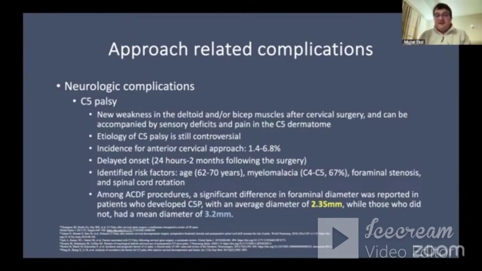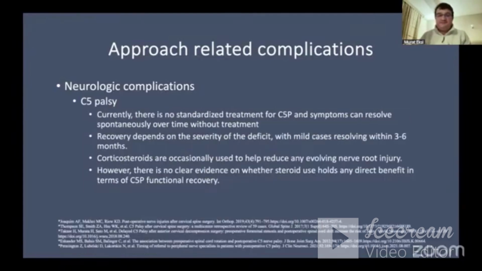There are some identified risk factors such as older age, myelomalacia, especially at the C4-5 level, foraminal stenosis, and spinal cord rotation observed on the CT and MRI. In one study, it said that after CDA procedures, patients who had C5 palsy actually had an average foramen diameter of 2.35 millimeters. It means that it's a less narrow foramen.